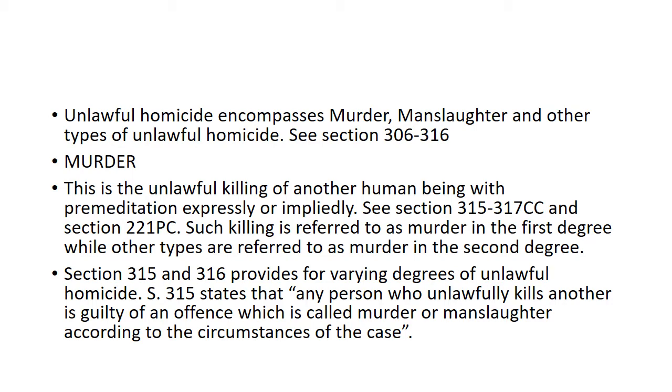with premeditation, expressly or impliedly. This can be found in Sections 315 to 317 of the Criminal Code, and such killing could be in the first degree or the second degree, depending on the grievousness of the accused person's involvement. So Sections 315 and 316 provide for varying degrees of unlawful homicide.